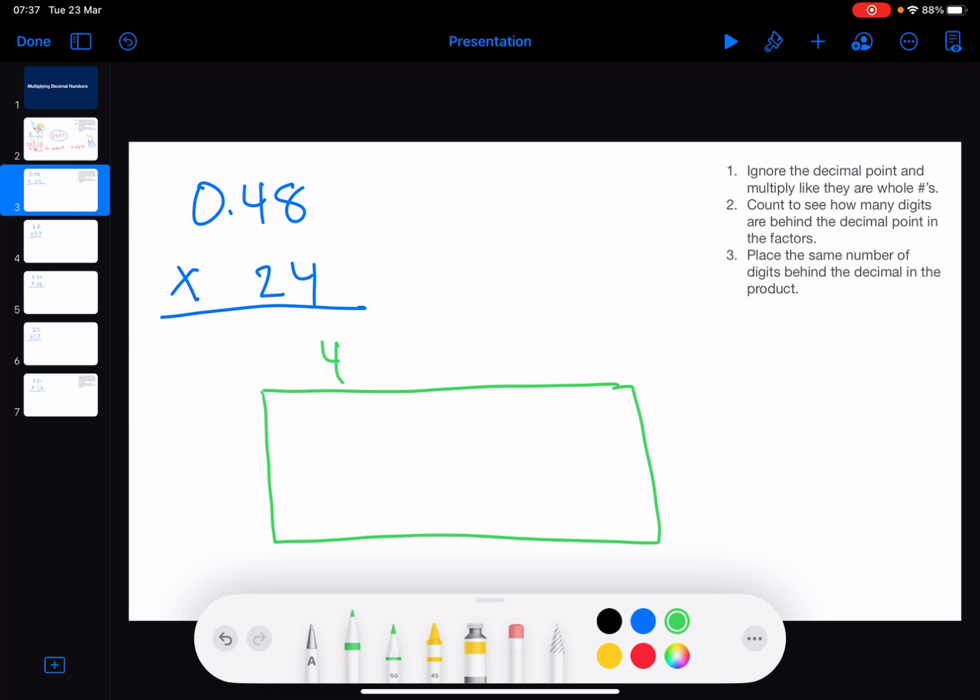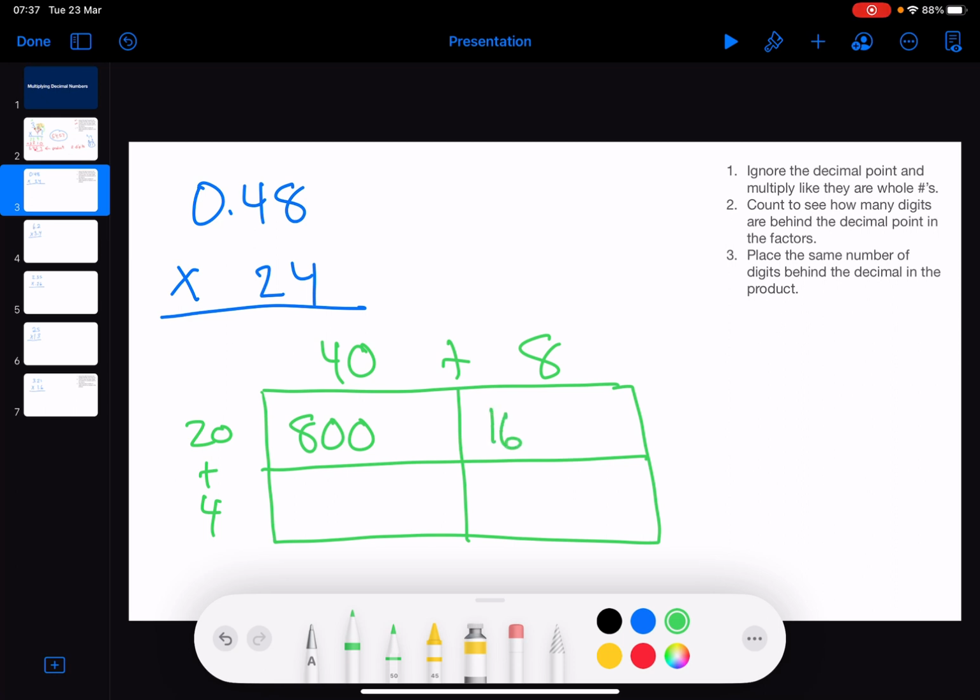And 48 is 40 plus 8. And 24 is 20 plus 4. And I'm going to separate it the way that I do. And I'm going to multiply. 20 times 40, 2 times 4 is 8, and I've got 2 zeros, so 20 times 40 is 800. 20 times 8, 2 times 8 is 16, with 1 zero in the 20.